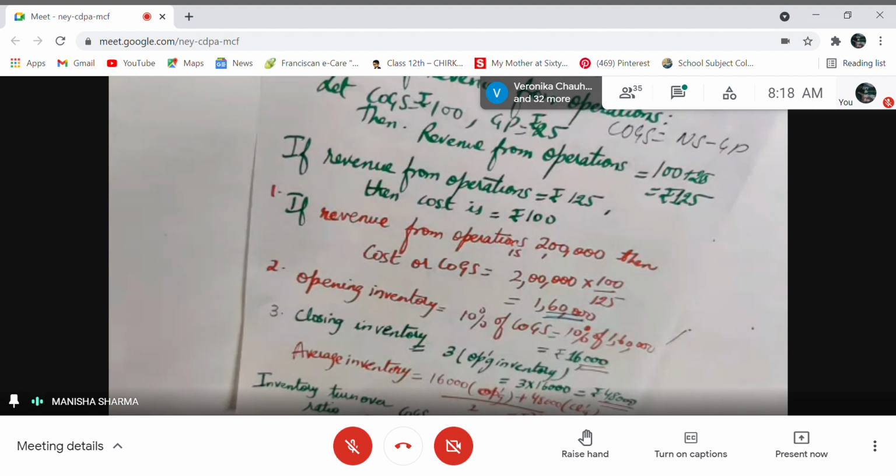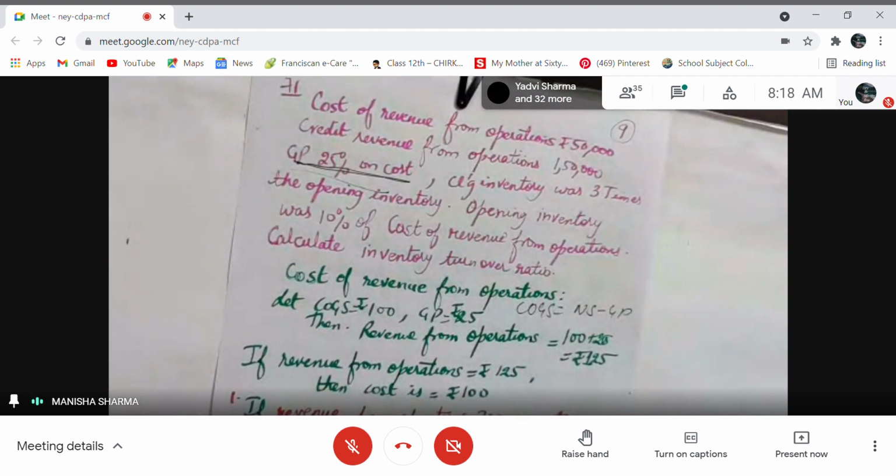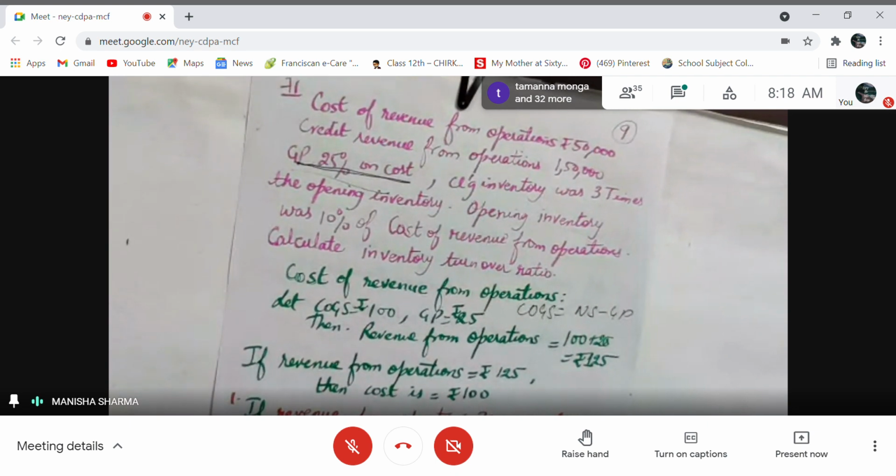Now, if you see the question, I'm going back to the illustration. In the illustration, it is given that closing inventory is 3 times the opening inventory, right? So we've just now calculated.